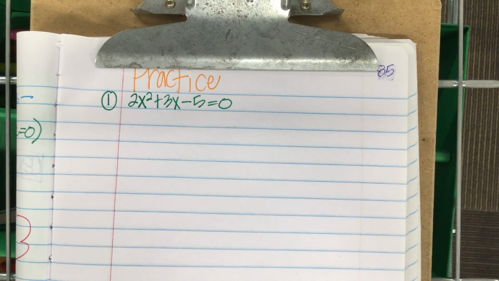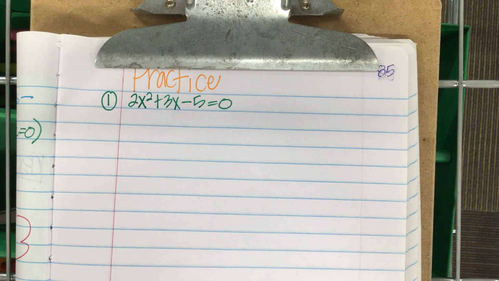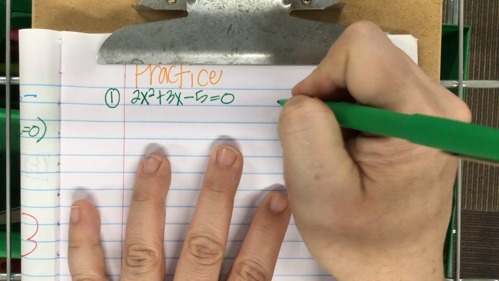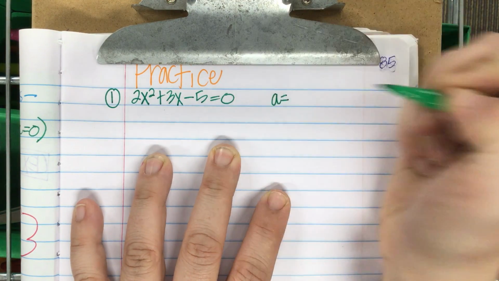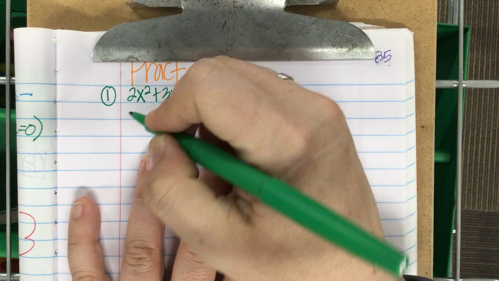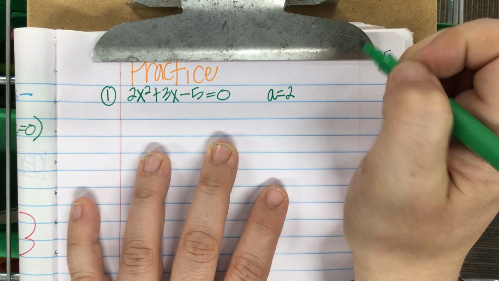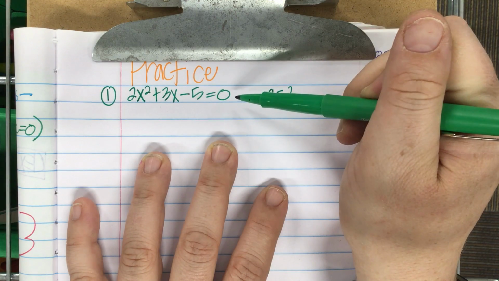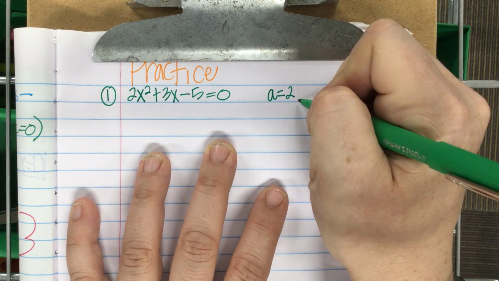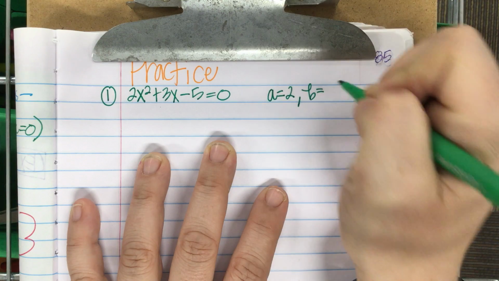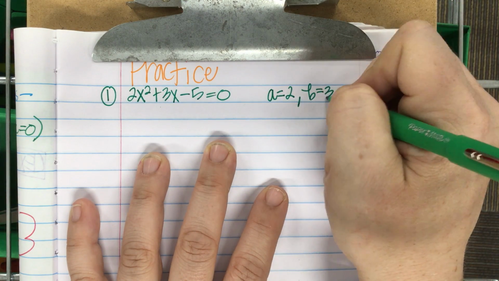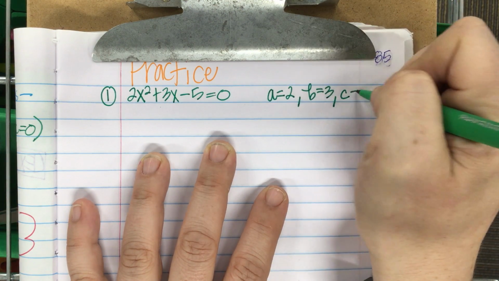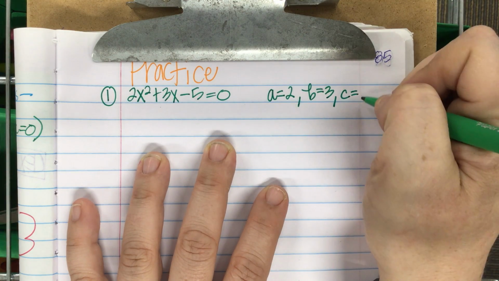We are going to, for our notes, put all information down so that you can refer to it if you have a question. The first thing I'm going to do in my notes is identify my A value. What is my A value? 2. And I can start right here because it does equal 0. My B value is what? 3. And my C value is -5.